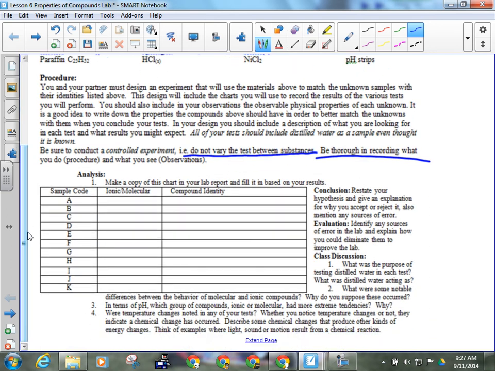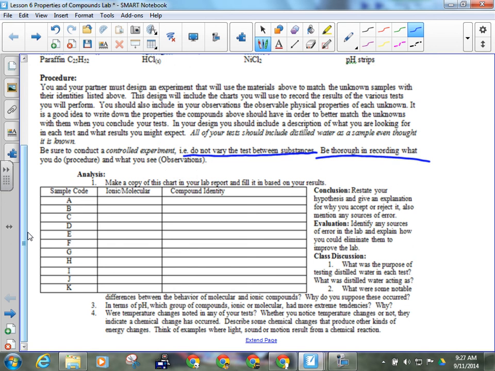Then in the analysis, I think I showed you that yesterday on the file you guys are going to get. Basically you just have to fill it in. Was A ionic or molecular, and what was it? Then at the end you'll have your conclusion, which on your lab is blank. You need to restate your hypothesis by basically copying and pasting it, and then explaining using what happened in the lab whether you accept it or reject it. Then for the evaluation, tell me any things that were trouble.